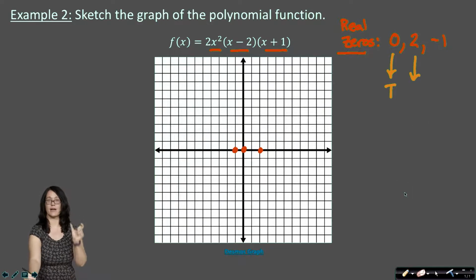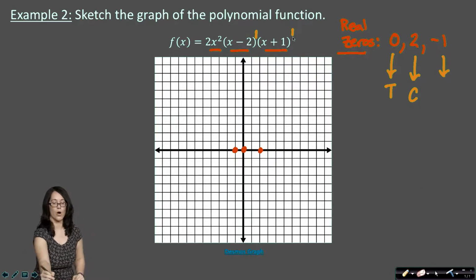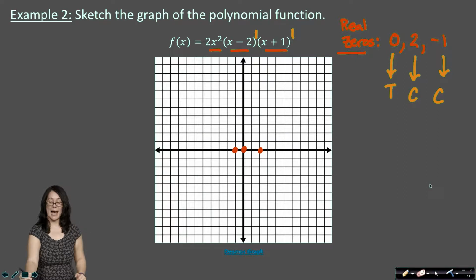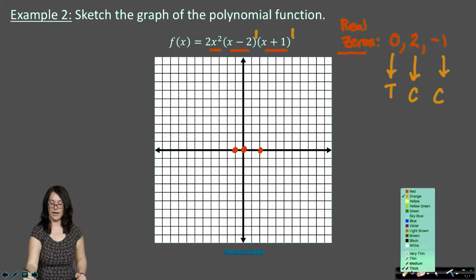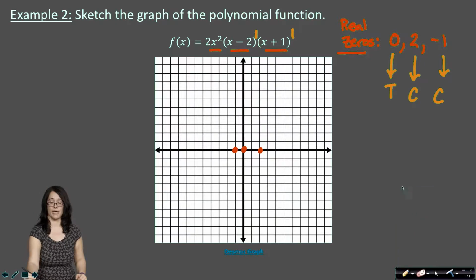What about at 2? It came from the factor x minus 2. Multiplicity is 1, which is odd, which means I would cross there. And negative 1 came from the factor x plus 1, multiplicity 1, which is odd, so I would again cross there. So what happens? Well, I need to think about my degree now, because degree allows me to know how many x-intercepts there are, the maximum number of turning points, but it also will allow me to find my end behavior. So let's talk about degree.